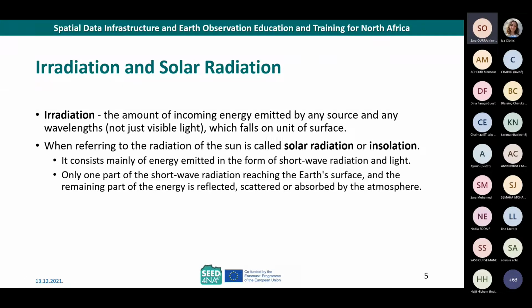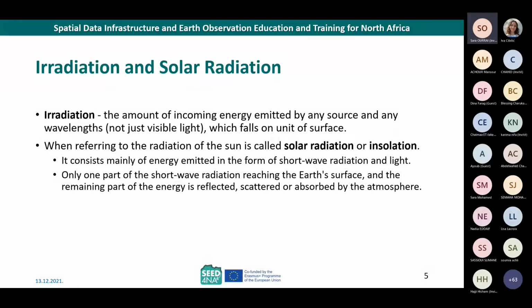Sorry, it's the amount of energy per unit of surface. So when referring to the radiation of the sun, when we talk about sun irradiation, we call it solar radiation or insolation. It consists mainly of energy emitted in the form of short-wave radiation and light. We saw part of this electromagnetic spectrum, light.